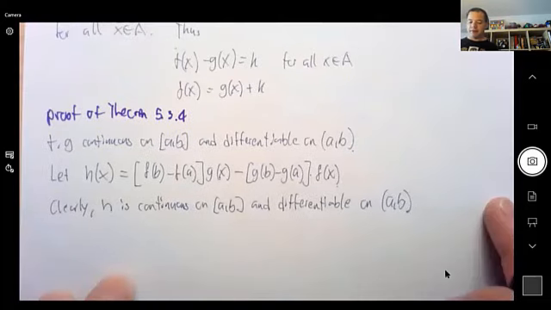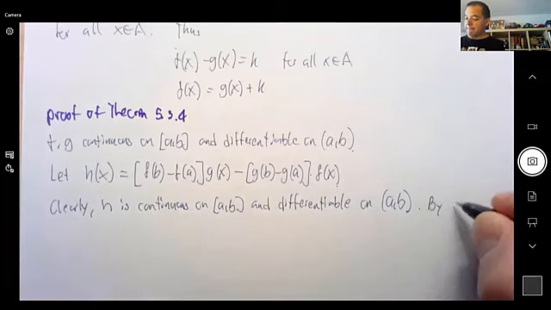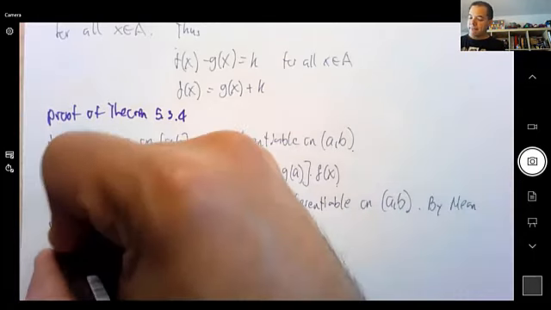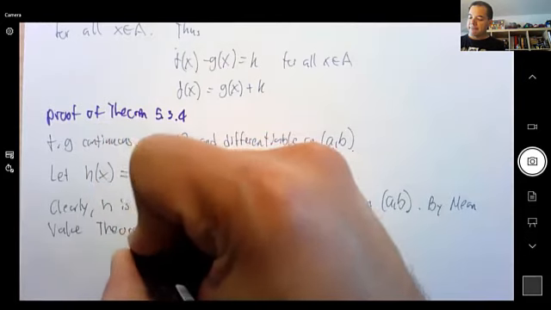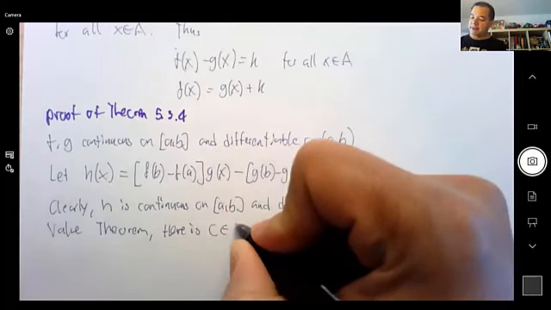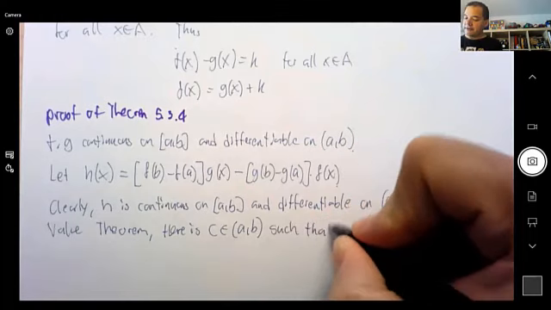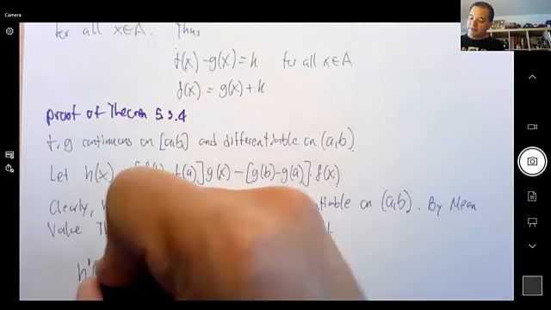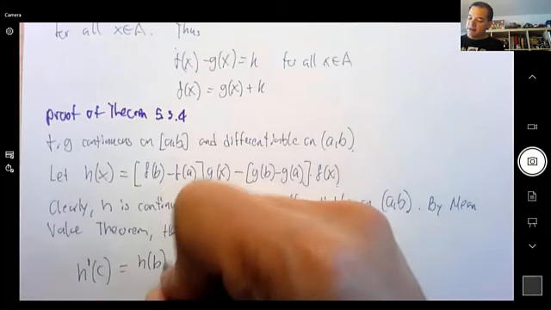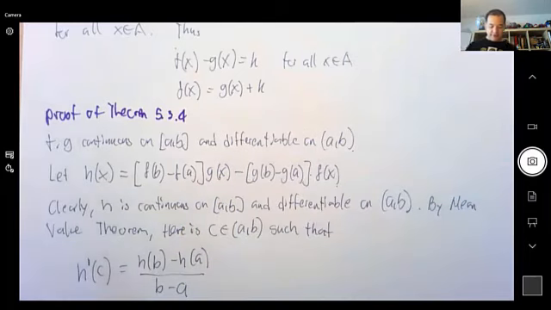All right. Now what? Well, now I'm going to apply the mean value theorem to this function h, the regular mean value theorem. So by the mean value theorem, there is some c in the open interval (a, b) such that h prime of c is h of b minus h of a over b minus a.